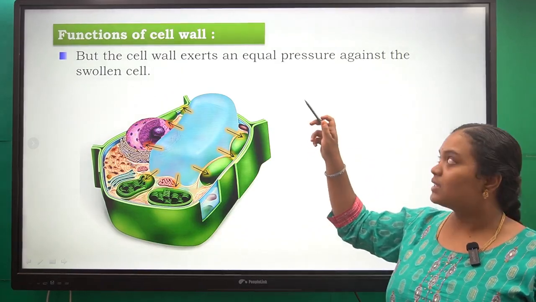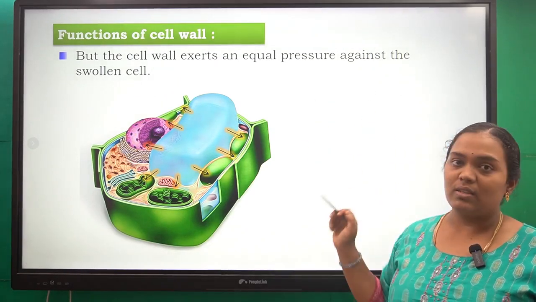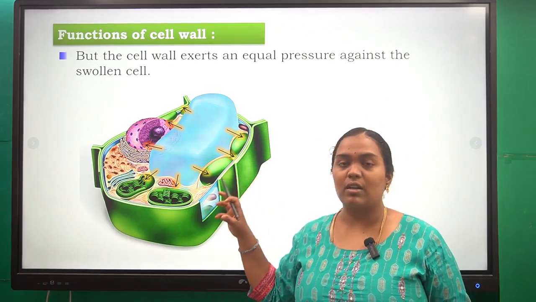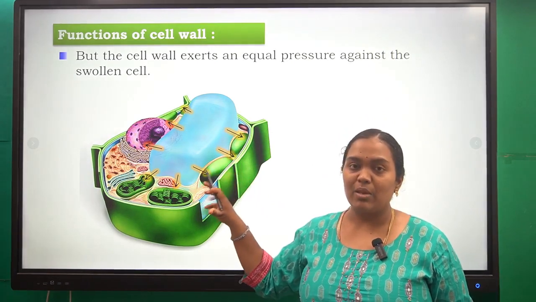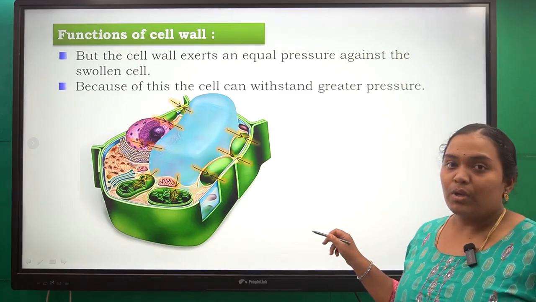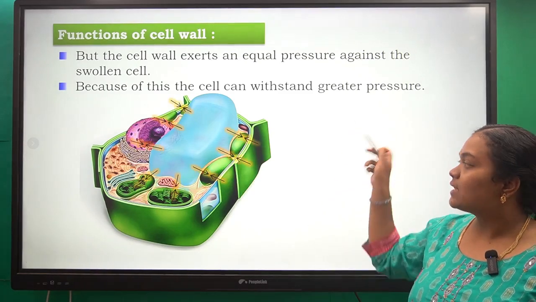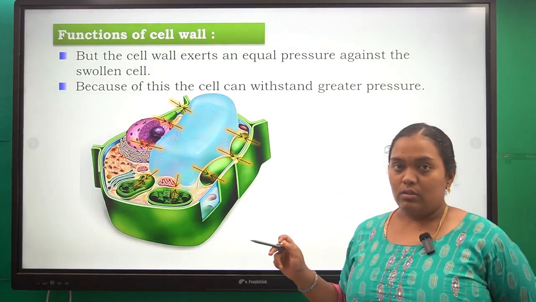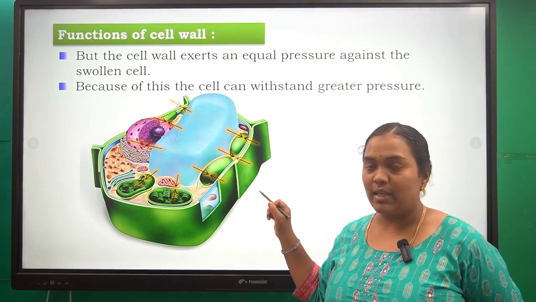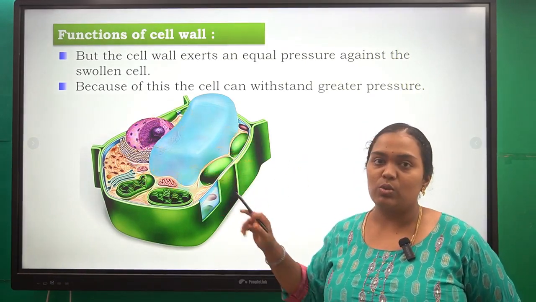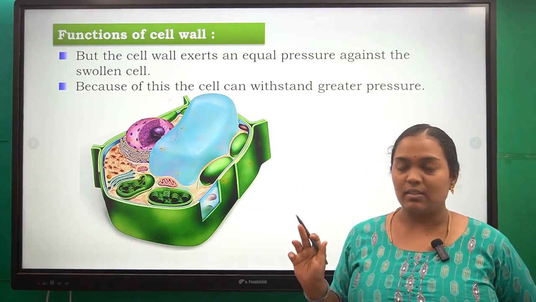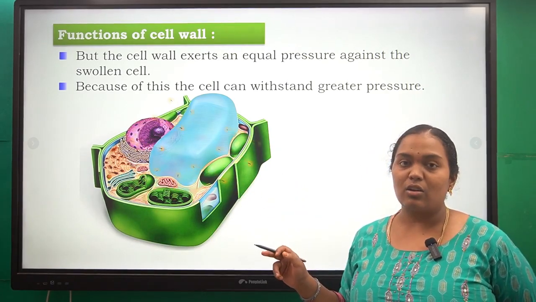But the cell wall exerts an equal pressure against the cell. So this cell wall is helping in protecting the cell, trying to stop the damage from bursting. Because of this, the cell can withstand great pressure. Because of this support, you can see the pressure from the cell is outward, whereas the pressure from the cell wall is towards the cell. Because the cell wall gives a high amount of resistance, it helps the cell not to get damaged.